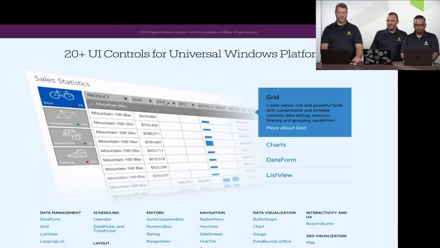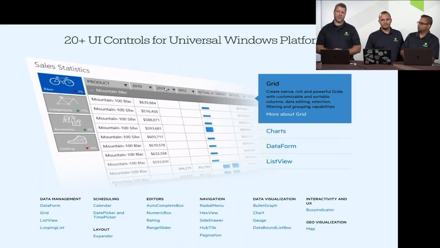So UWP, obviously. If you haven't heard of this, this is our product offering that's available for free and available as open source. We made this open source about a year and a half ago. It contains over 20 UI controls for UWP developers, powerful controls like a chart and a grid, things that were missing in the UWP space for a long time. And so we offer this up.